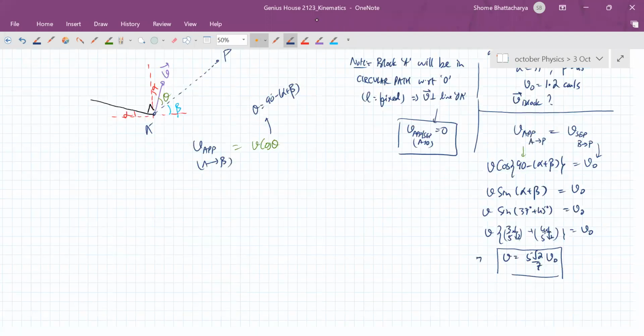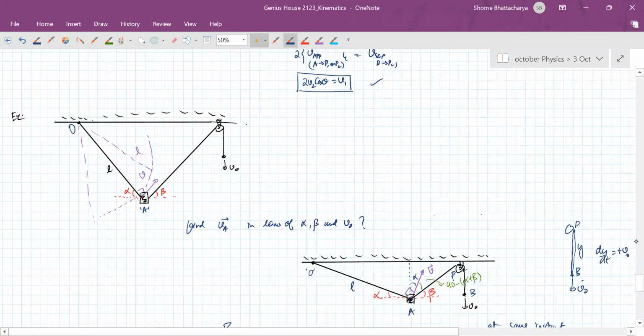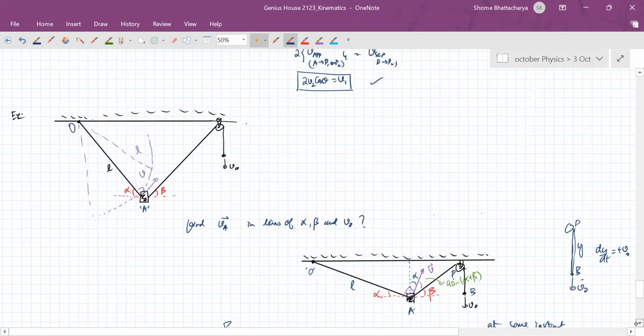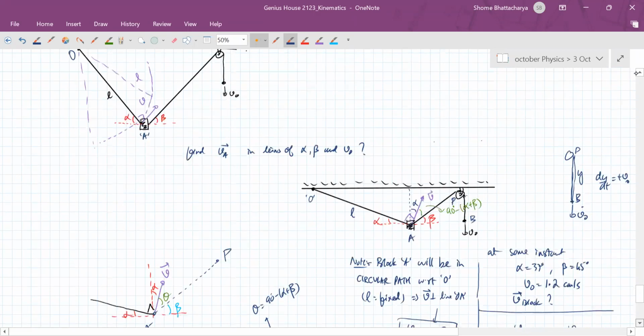So Abhinav, this was the answer you got, no? Of course, substituting the value of V naught as 1.2, I think it was centimeters per second. Oh no, I had not given the value. Yeah, I had given the value: 1.2 centimeters per second. So you substitute that.